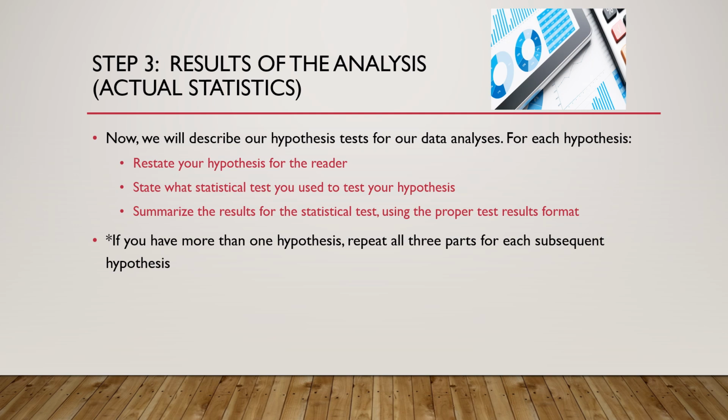Here you will describe your hypothesis tests for your data analyses. For each hypothesis, for each analysis you run, you need to restate your hypothesis for the reader, you need to state what statistical test you were using to test that hypothesis, and then summarize the results for that statistical test using the proper test format, again, which we have gone over. If you happen to have more than one hypothesis in your study, you need to repeat all three parts of these for each hypothesis, and they should each have their own standalone paragraph. It should be clear, one analysis per paragraph. That's a good rule of thumb.